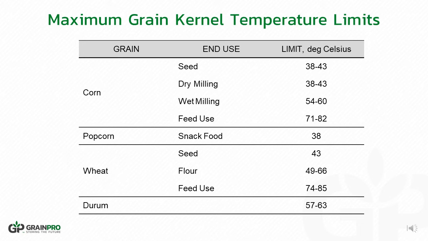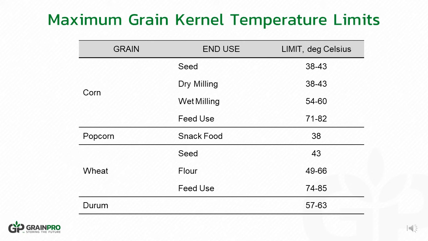The table shows the maximum kernel temperature limits recommended during drying. For corn seeds, the limit is 38 to 43 degrees Celsius. For dry milling, 38 to 43 degrees Celsius. For wet milling, 54 to 60 degrees Celsius. For corn intended for feeds, 71 to 82 degrees Celsius. For popcorn, which is used for snack food, the limit is 38 degrees Celsius.